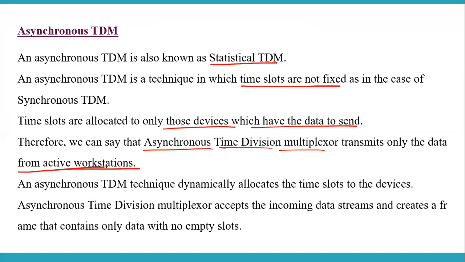Active workstation means those who have data to send. So in asynchronous, you dynamically allocate time slots to the devices. So asynchronous time division multiplexer accepts the incoming data streams and creates a frame that contains only data with no empty slots. So if we talk about the difference now, first was your frequency division multiplexing.